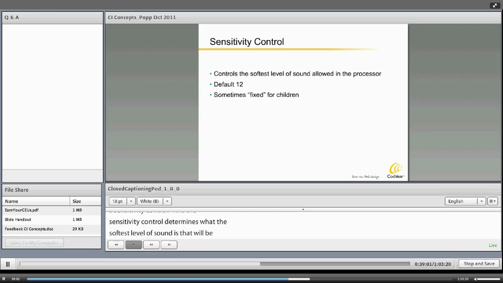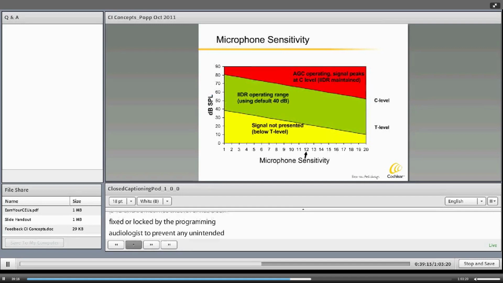On the sound processors, they also have a sensitivity control. The sensitivity control determines what the softest level of sound is that will be picked up by the processor. The default is 12, and sometimes that level has been fixed or locked by the programming audiologist to prevent any unintended adjustment of that parameter.